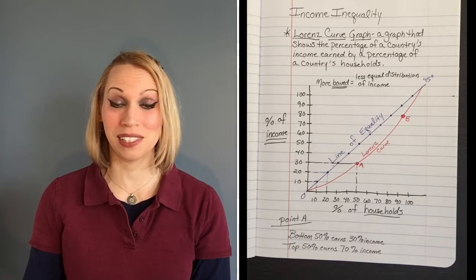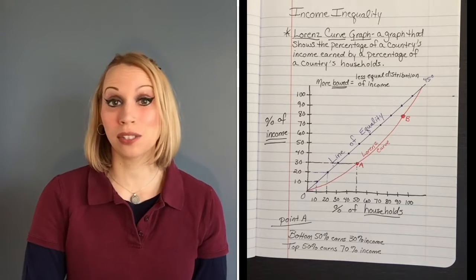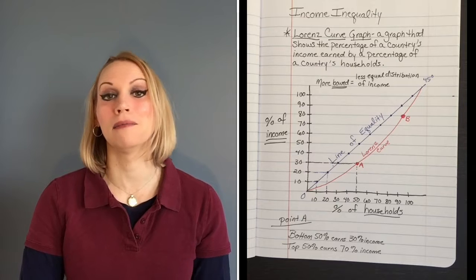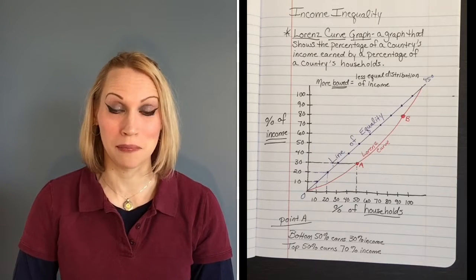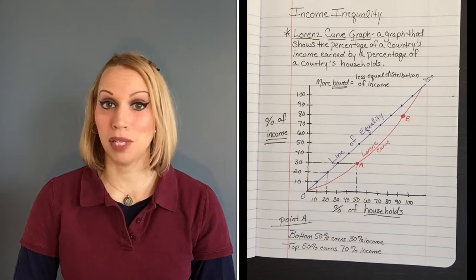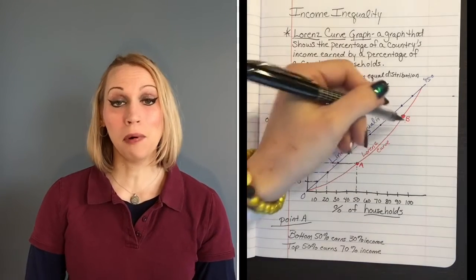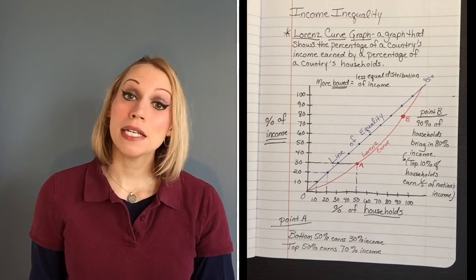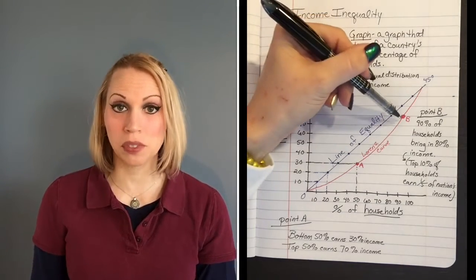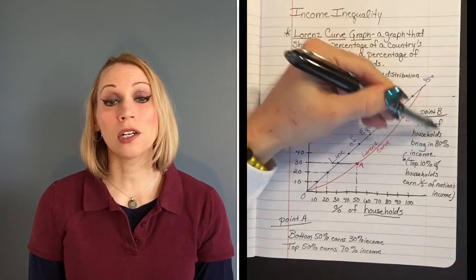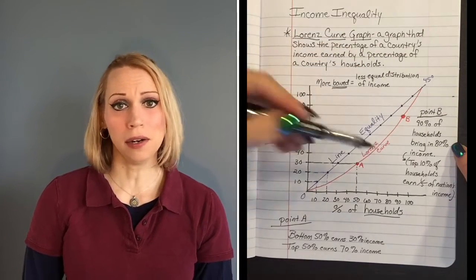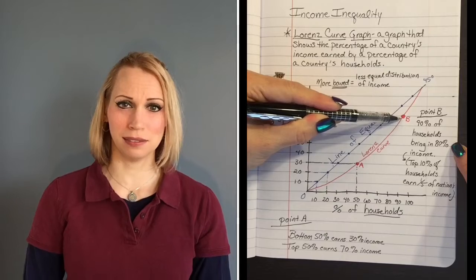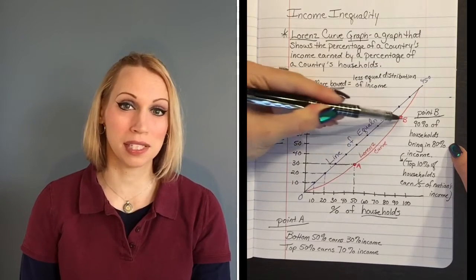So already you can see if half of a country's households is making 30% of the income and the other half of a country's households is making 70% of the income, you can definitely see the income inequality there. At point B, we see that 90% of the households in this country are earning 80% of the income. All right, well, that doesn't sound too bad, does it? Well, think about it this way.